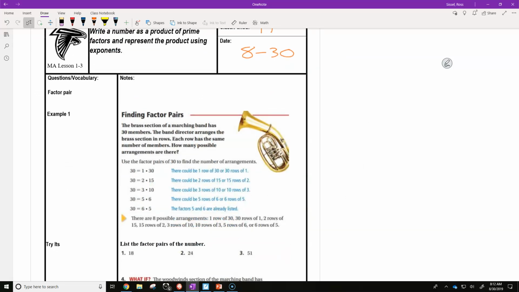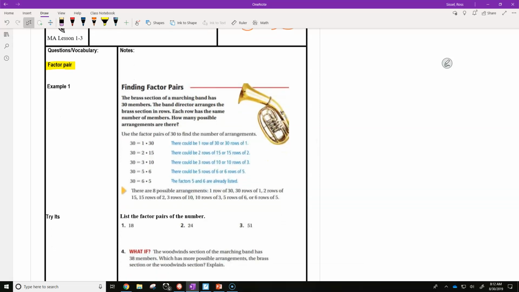First thing we have to look at, we have one vocabulary word we're going to focus on today. Even though I kind of don't agree with that, because I think prime, composite, factorization, prime factorization should all be vocabulary words too. But they say factor pair. So, in your notes, you should have this.